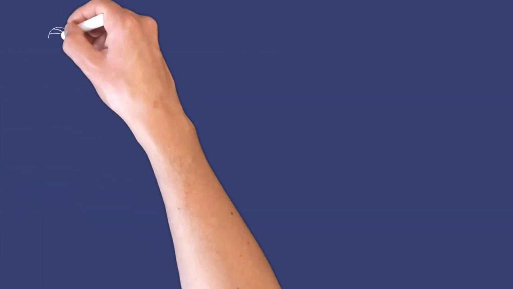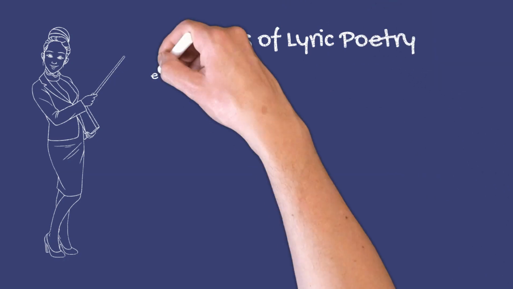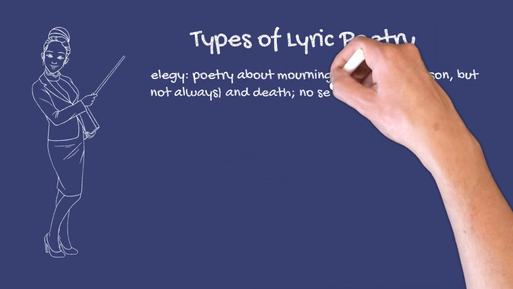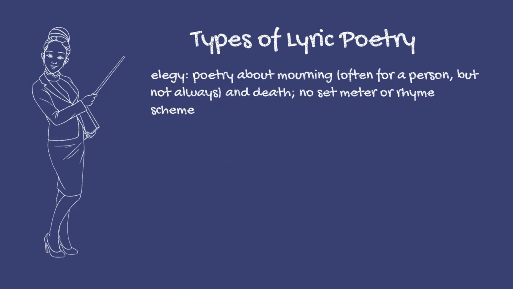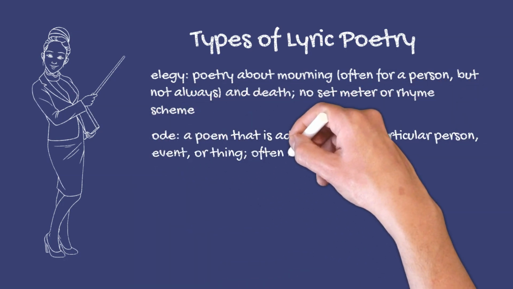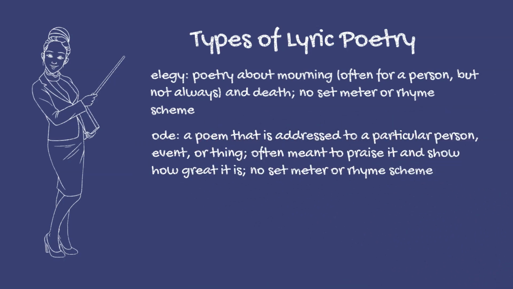Some examples of lyric poetry are an elegy. An elegy is a poem about mourning, often mourning the death of a person, but not always. It doesn't have a set meter or rhyme scheme. An ode is a poem that's addressed to a particular person, event, or thing. Often, the point of an ode is to praise that thing and to show how great it is. Again, although it does have a rhyme scheme, it doesn't have a required one.